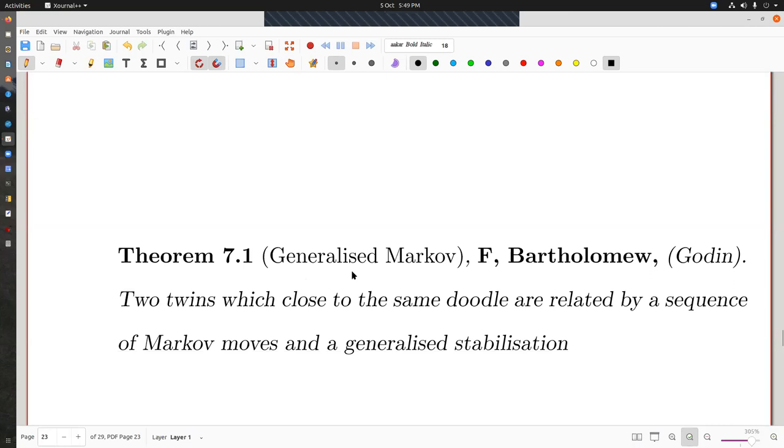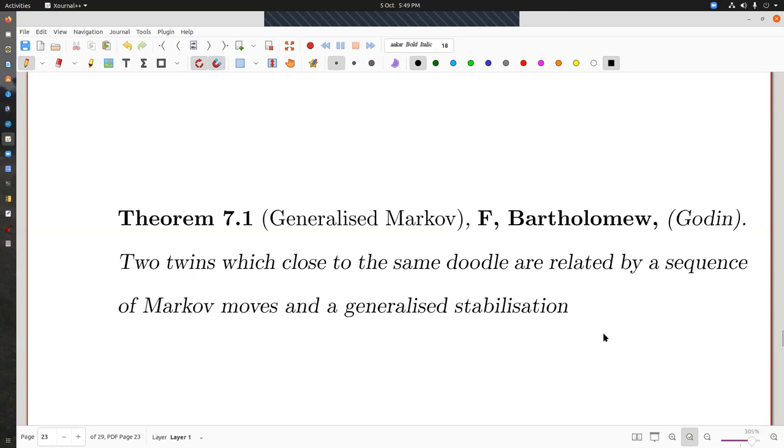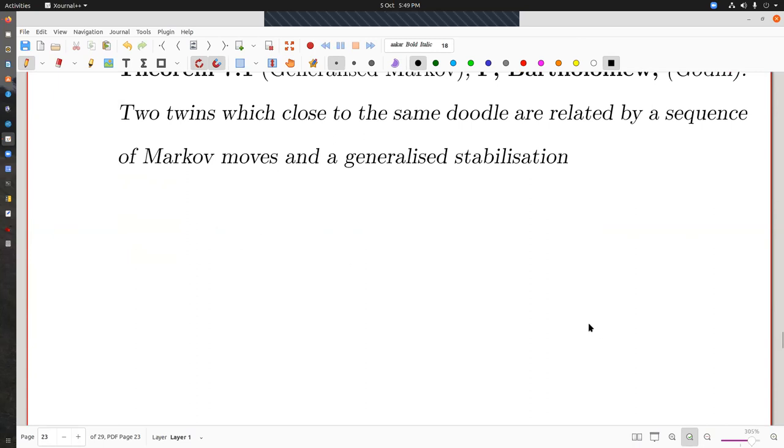Okay, so what is the generalized Markov theorem for doodles? Two twins which close to the same doodle are related by a sequence of Markov moves and a generalized stabilization. Now, what is this generalized stabilization? Well, how would this arise? So here's some kind of doodle, and in the middle, if I put in a little R1 move there, it's no longer the closure of a doodle.